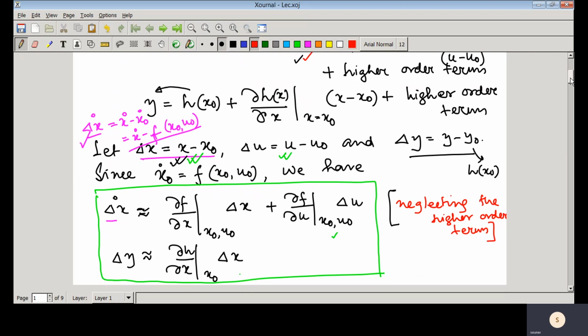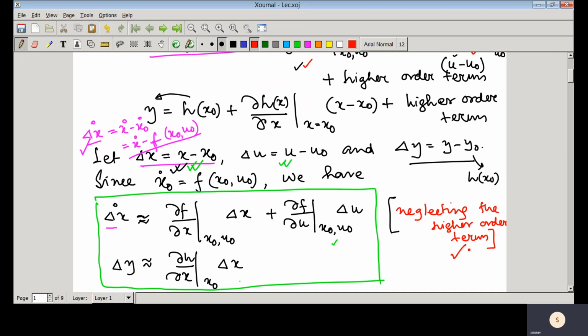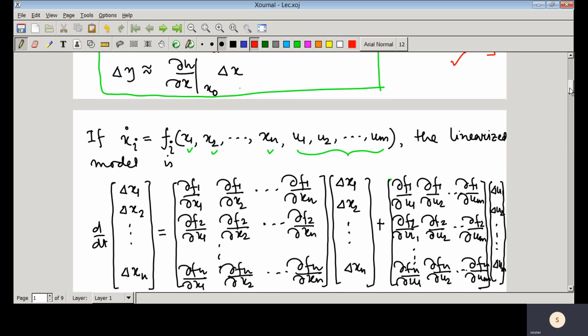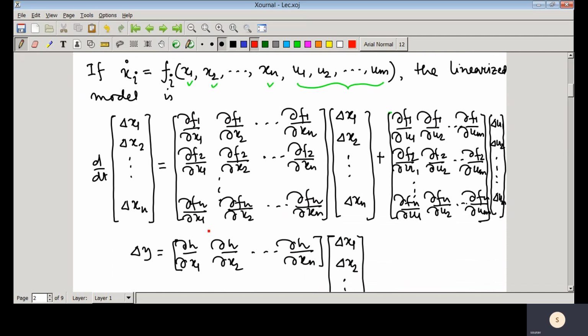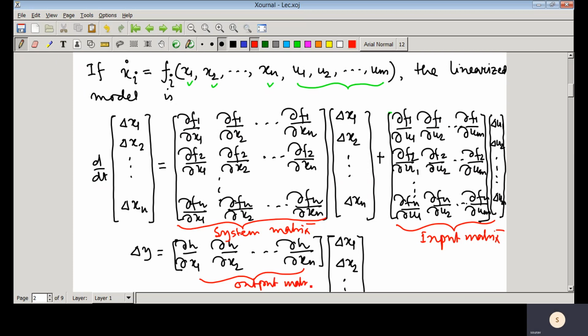So then, neglecting the higher order terms, we can find a linearized model, and here you can see this is the system matrix of the linearized system. This is the input matrix, and this is the output matrix. We assume that the feed forward matrix is equal to 0.